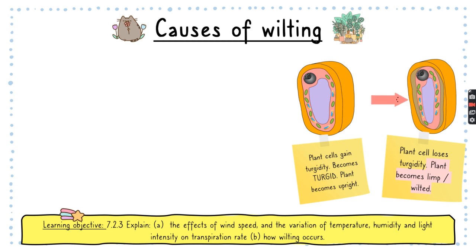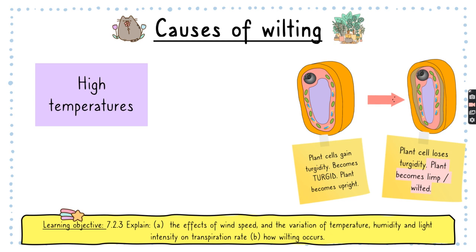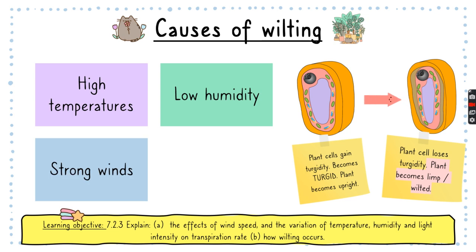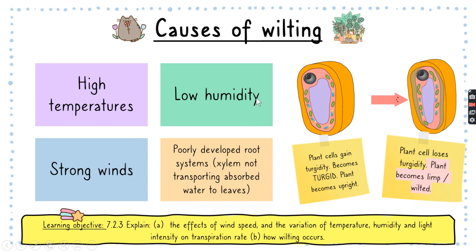So some factors can increase wilting. Firstly, high temperatures, where you have more evaporation of water at the mesophyll layer, meaning transpiration rate increases. Secondly, low humidity, where there is a greater concentration gradient. That means that water vapor will diffuse out even more at a higher rate. And strong winds can cause low humidity.